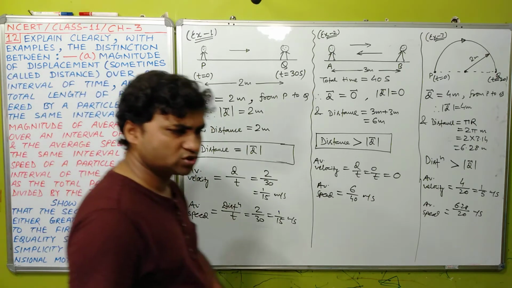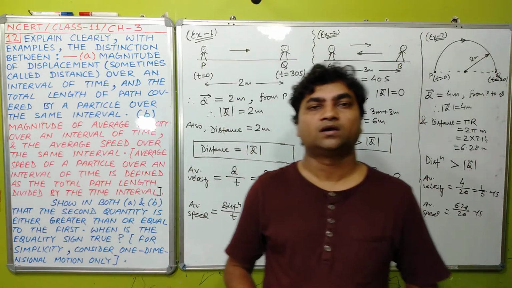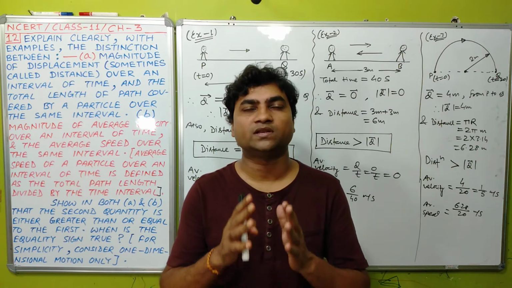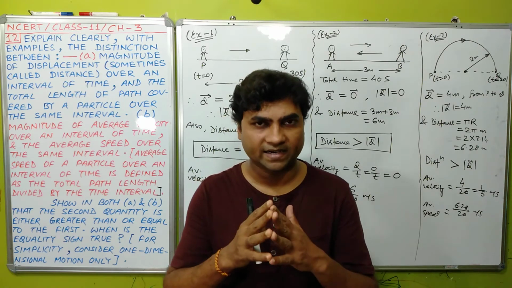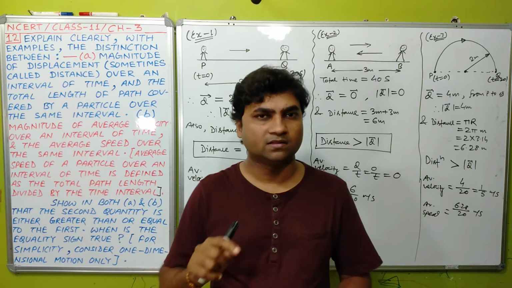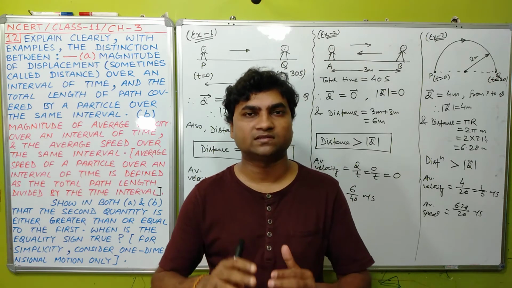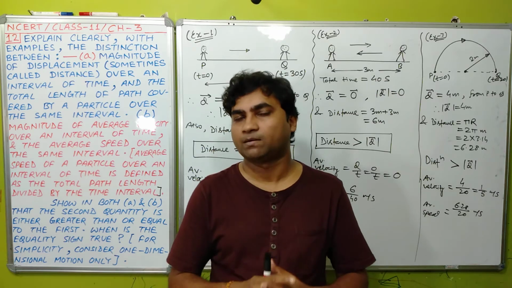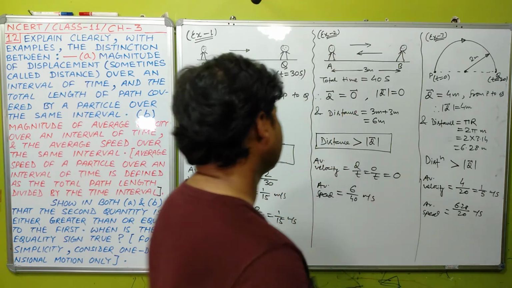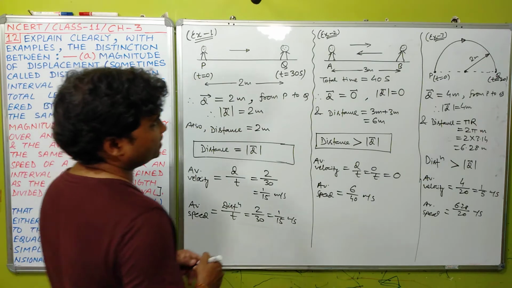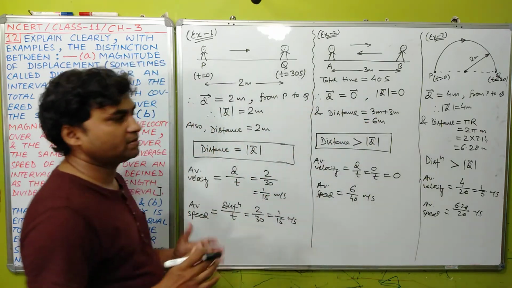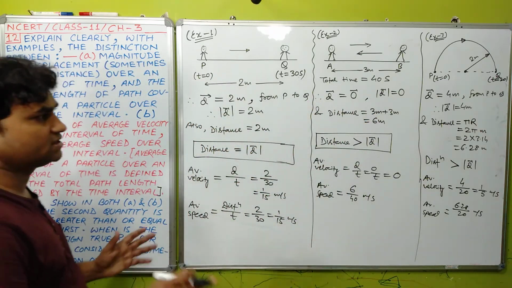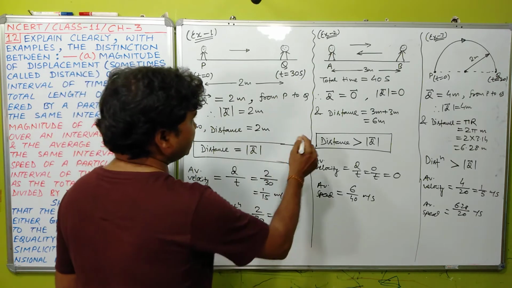Okay students, this question is saying you have to clear the difference between magnitude of displacement and distance in part A, and in part B you have to clear the difference between average velocity and average speed with some examples. Okay, let us start. Students, you can see here there are 3 examples. In fact, there may be many examples. We are considering presently only 3 examples.